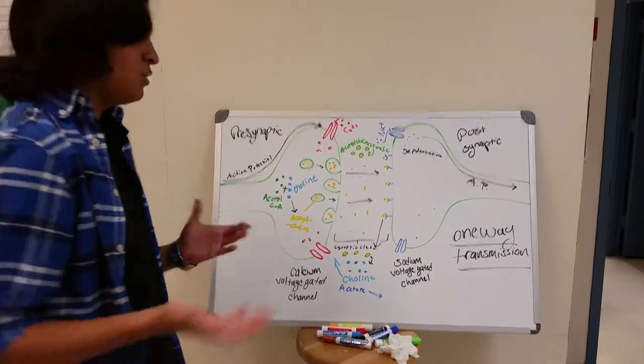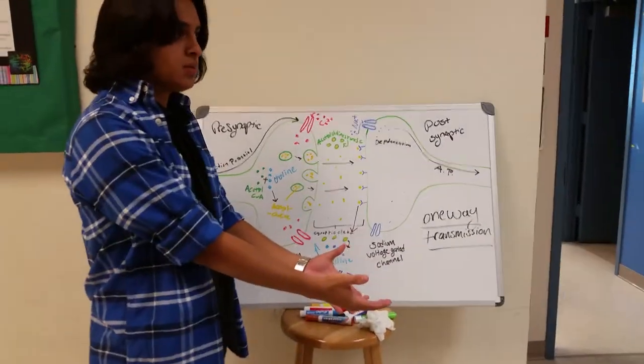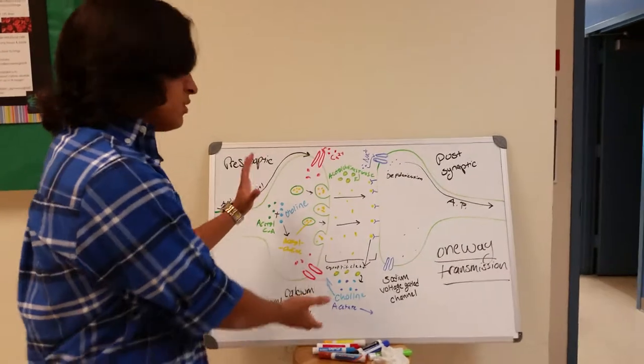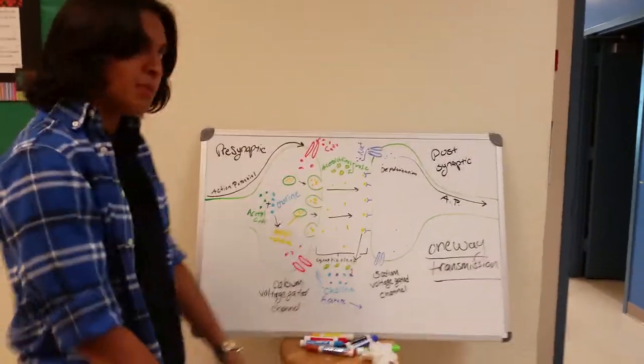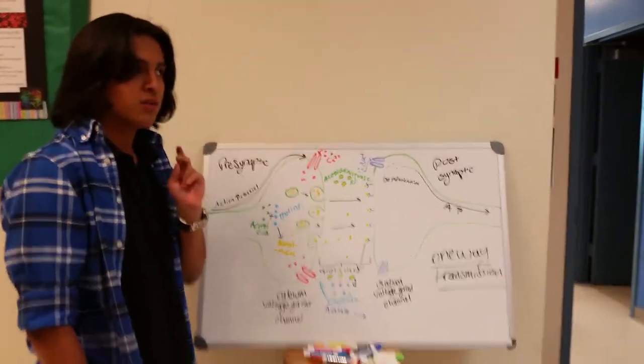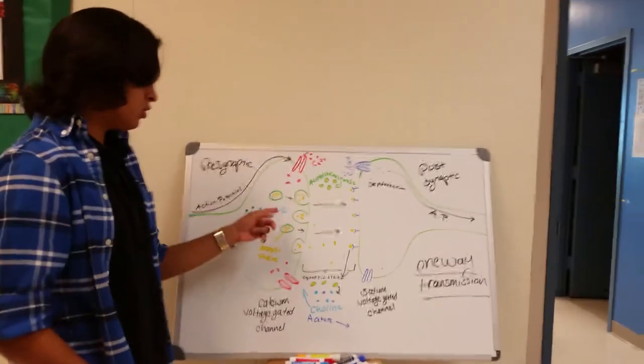So how is a signal transferred across synapses into other neurons? Well, that's the synapse's job. The synapse has a bit of a complicated job. It involves a lot of channels, a lot of hormones, and a lot of neural transports.